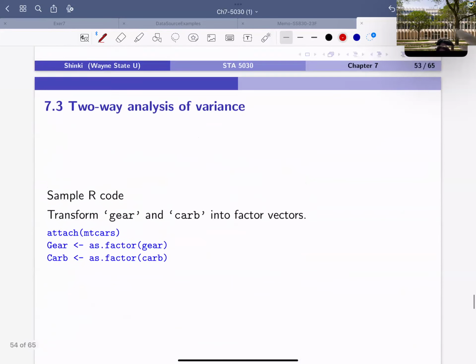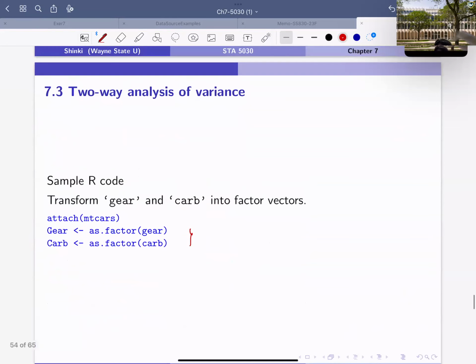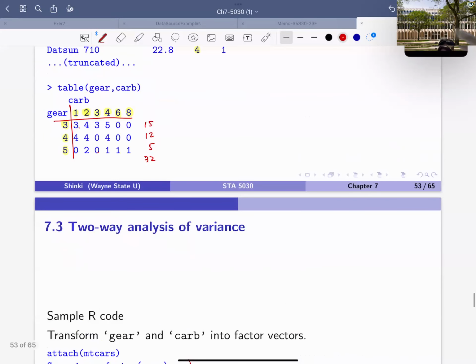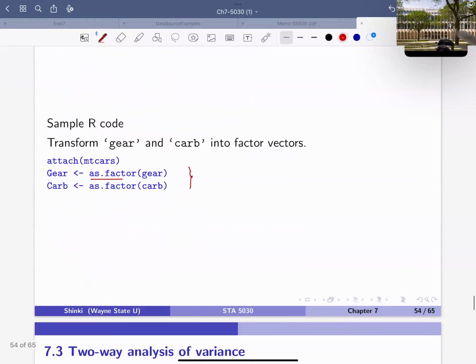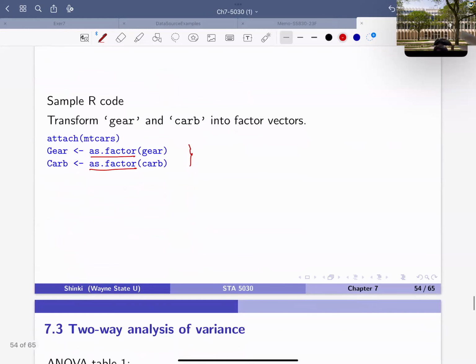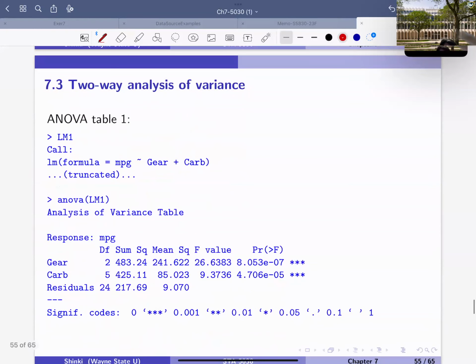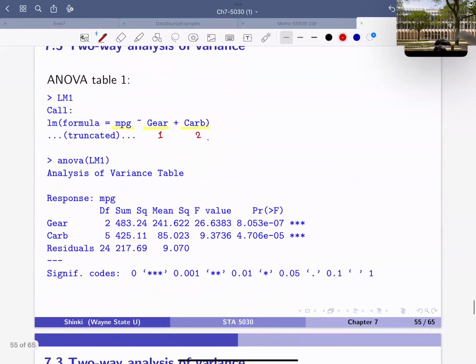And we want to fit MPG on gear and carburetor, but we have to make them factor vectors because it looks like these are numeric values. So we make them factors. Maybe in a homework or in quizzes, you have to make some vectors into factor vectors. And we can fit the linear model, MPG on gear and carburetor. So gear is the first predictor, carburetor is the second predictor.